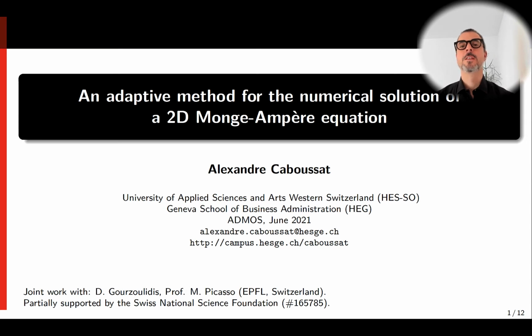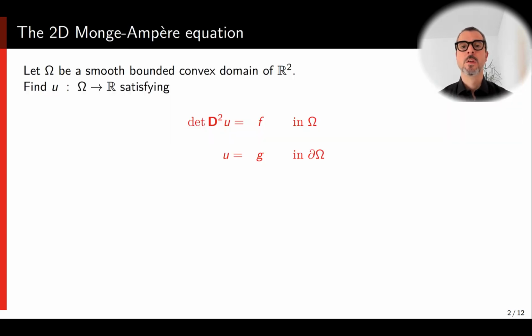So I present an adaptive method for the numerical solution of a 2D Monge-Ampère equation. This is joint work with Gourzoulidis and Marco Picasso from EPFL and funded by the Swiss National Science Foundation. The 2D Monge-Ampère equation is an example of a fully nonlinear equation. Considering here a domain omega in R2, we're looking for a function u such that the determinant of its Hessian is given by data f with boundary conditions.